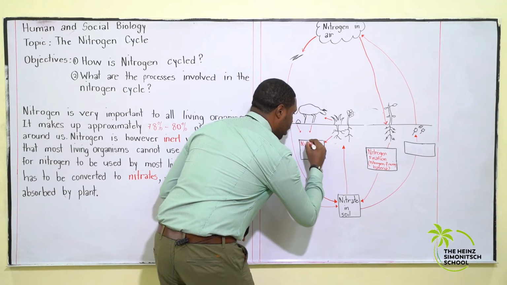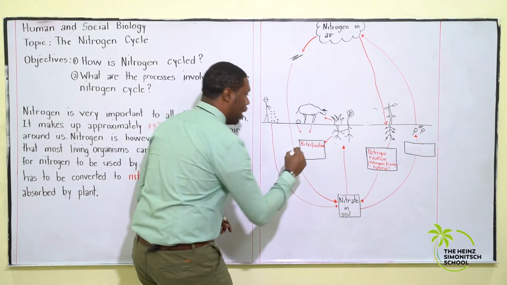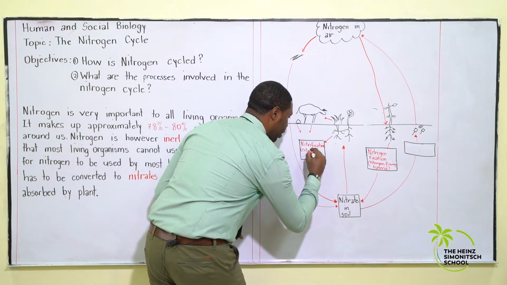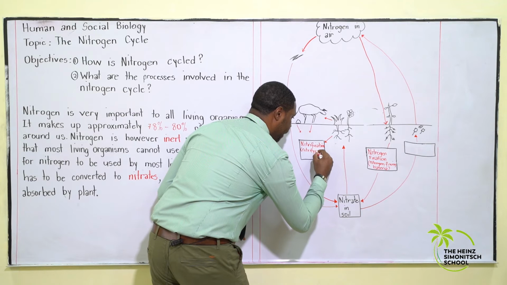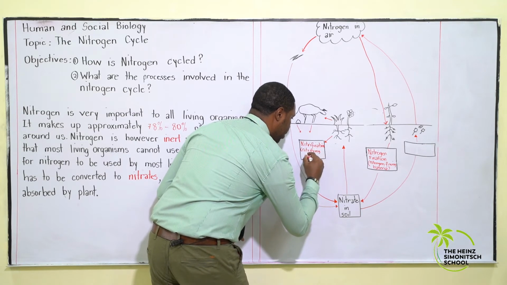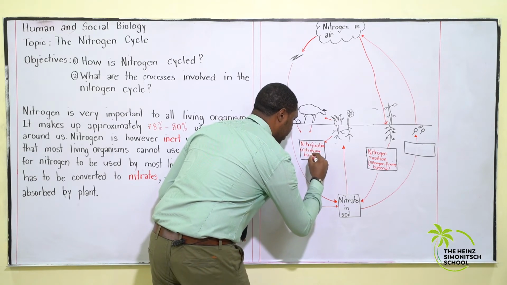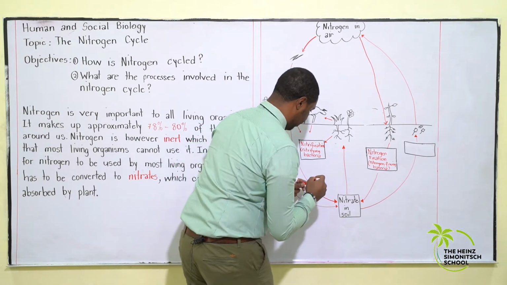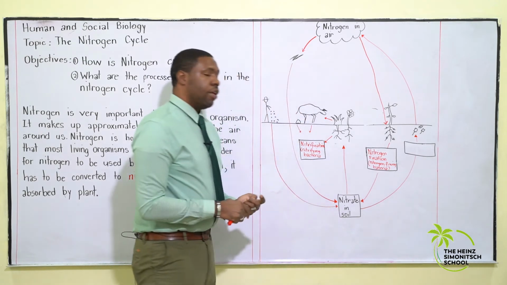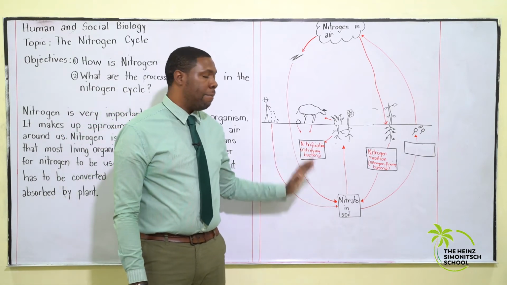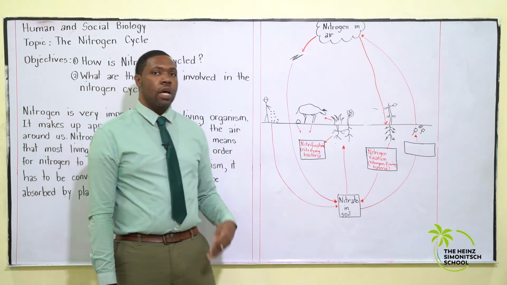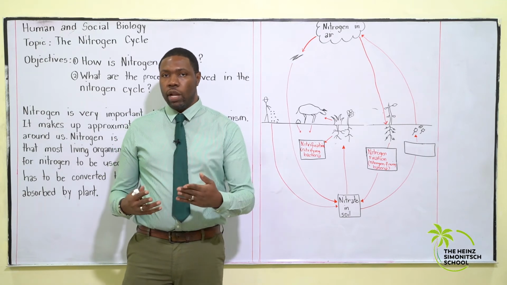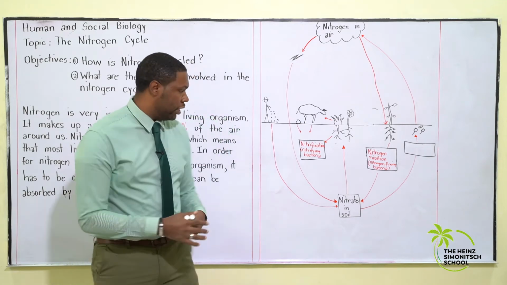Nitrification is carried out by nitrifying bacteria. Now, these nitrifying bacteria will convert ammonium to nitrite, and then eventually it becomes nitrates.